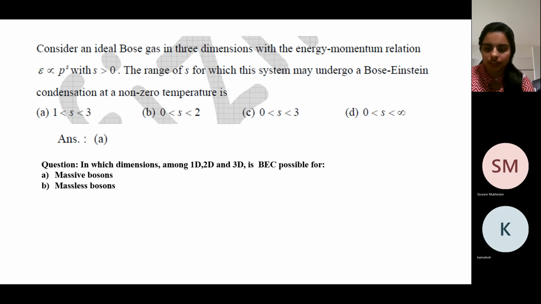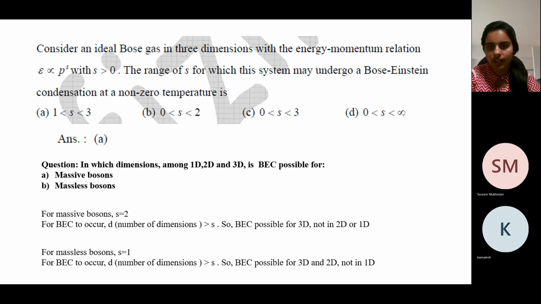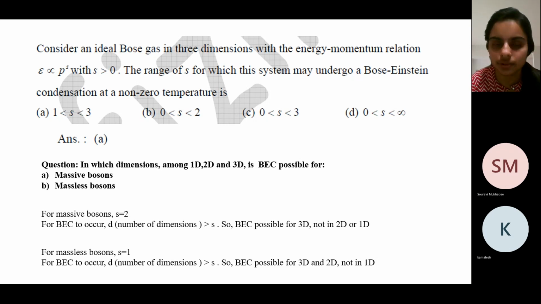Right. Physically this is very important to remember: for massive bosons, out of 1D, 2D, or 3D, you can have Bose-Einstein condensation only in 3D, while for massless bosons the condensate can form even in 2D. Not in 1D, but in 2D it is possible, which is not the case for massive bosons. Okay, ma'am. So I think this is it.